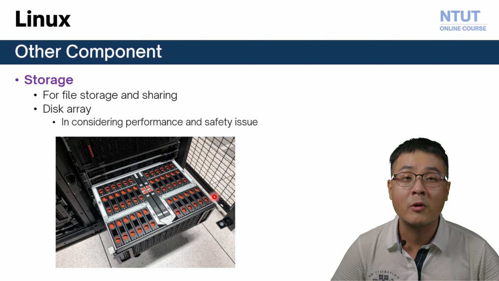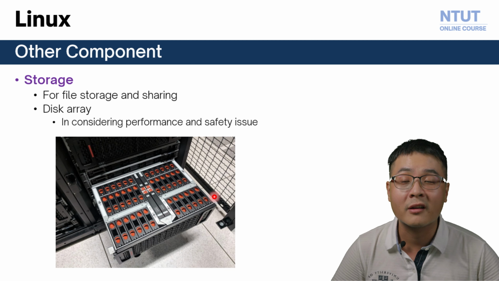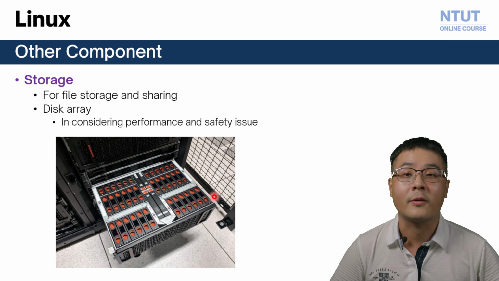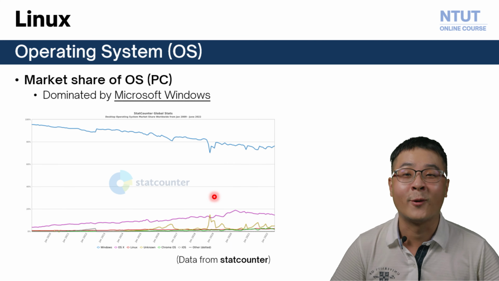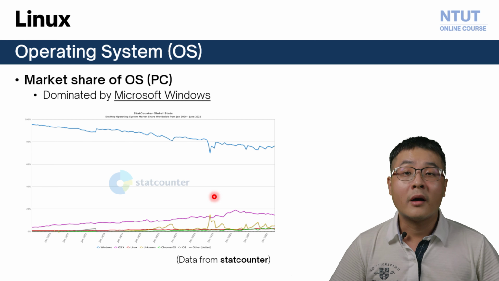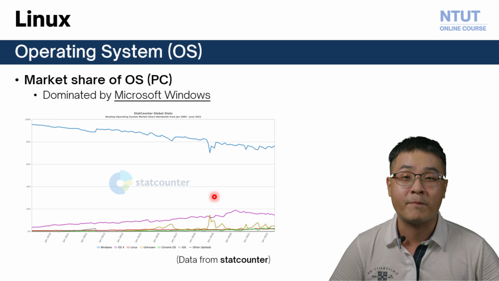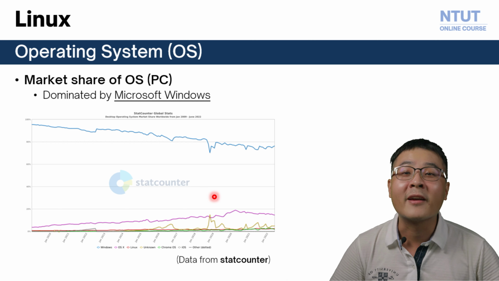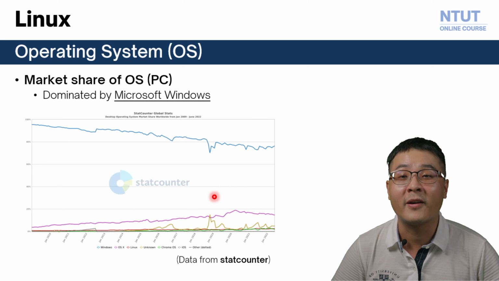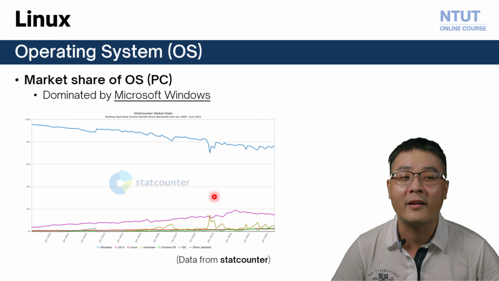Later we will make an introduction about the software in a computer cluster. The most important software should be the operating system. As we know, in personal computers, the operating system is dominated by Microsoft Windows. I think the ratio would be around 80%. And the remaining would be OS X from Apple.